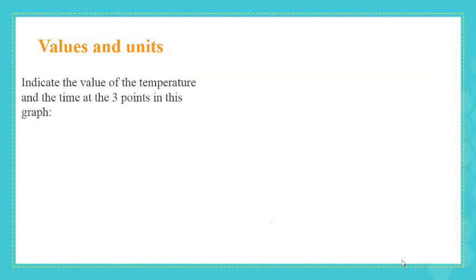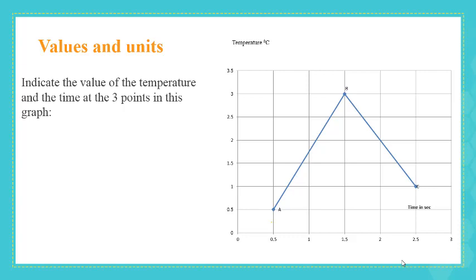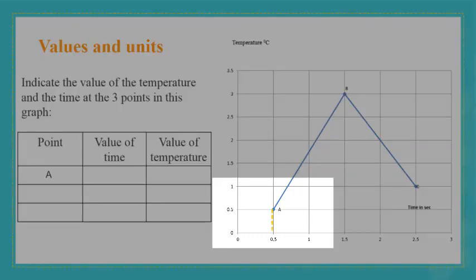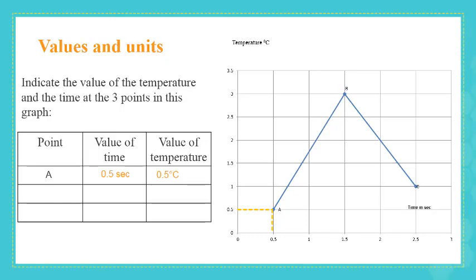Values and units. Indicate the value of the temperature and the time at 3 points in this graph. We have point A. What is the value of time? 0.5. The unit is second. Value of temperature 0.5. The unit is degree Celsius.